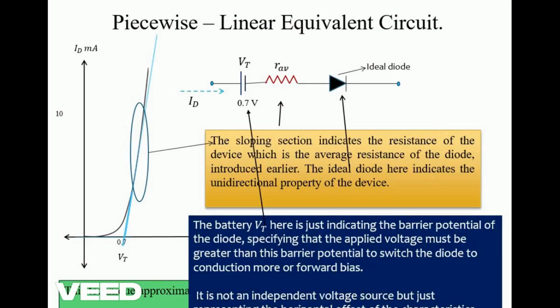And this battery Vt here is just indicating that the barrier potential of the diode has to be overcome. The input voltage has to be greater than this barrier potential or the knee voltage in order to make the diode conduct. In order to switch on the diode, the input voltage has to cross this limit of 0.7 volts.